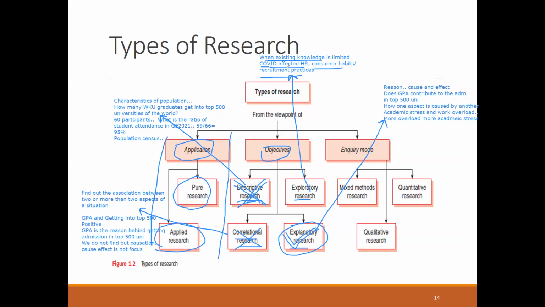Why? Because COVID is a very recent phenomenon. It is just 1.5 years old. It is not a very old phenomenon. So still there is a lot of knowledge which is being gathered about COVID. So when the existing knowledge is limited, then you can conduct exploratory research.